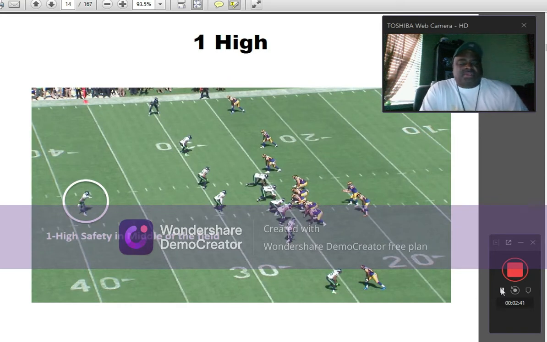Now look at this. It's a one high safety in the middle of the field. So look at the cornerbacks. Look at the linemen. As you're looking back, you see one high. That is basically a type of cover one that you would notice right off the bat. And it's called a shell, because that does not mean what they're going to play.